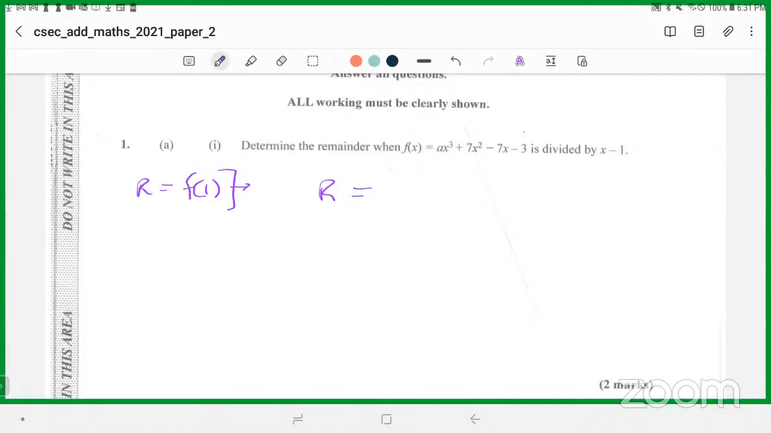Right here means that we get a 7. The 1 right here means we are subtracting minus 3. So this is 7, and so it's a minus 3. So we're saying R is our remainder. So that's the answer right there. All right, that's just pretty straight.